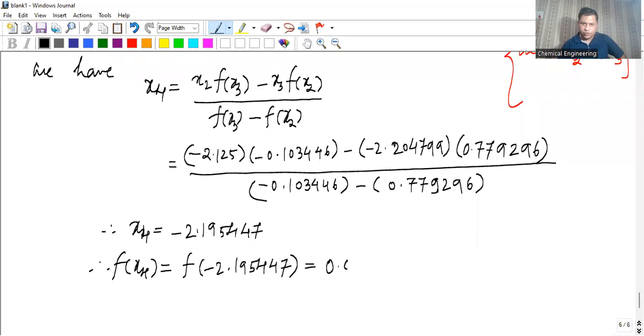So is it coming to be 0.004313? Is this value correct? If you are getting something else, you can tell me. Is this value correct?